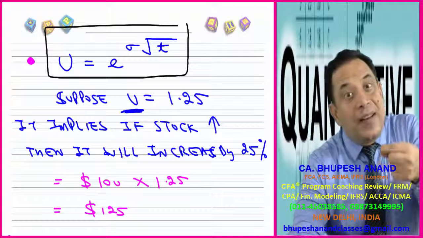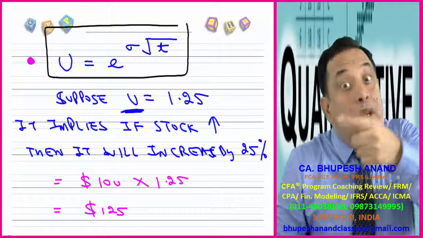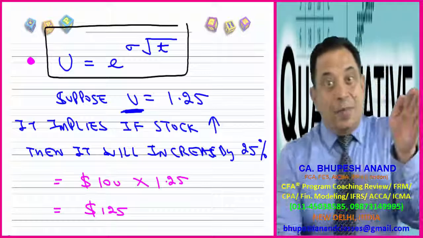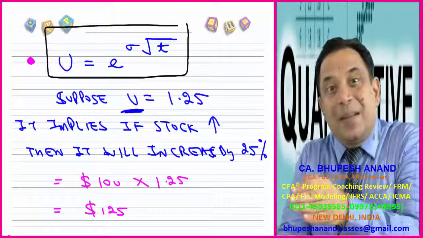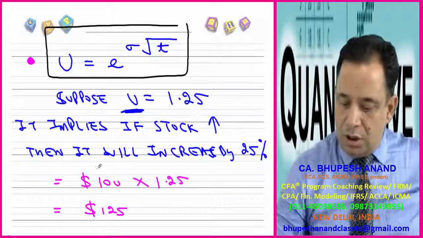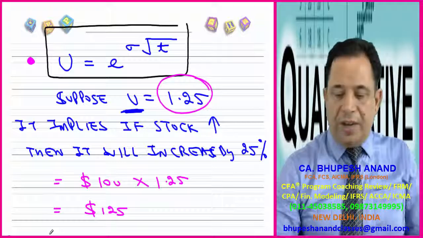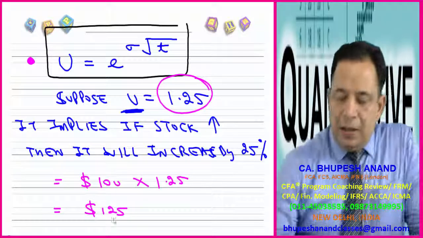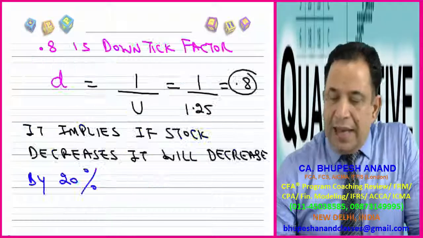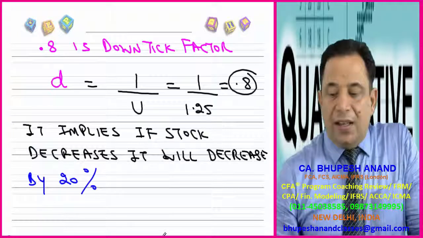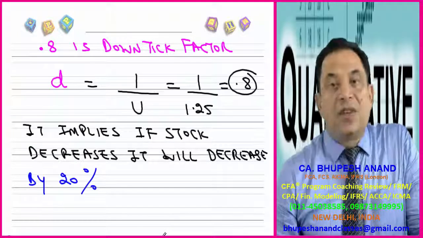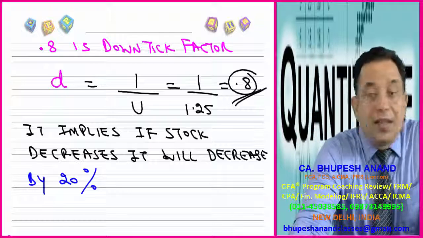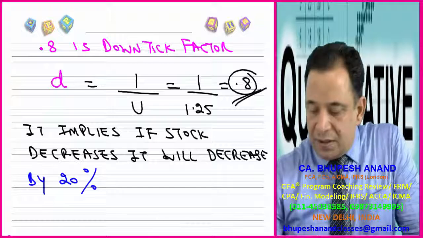And if uptick factor is 1.25, then downtick factor is 1 upon 1.25, that will be 0.8. It means a $100 stock can decrease in price up to $80. So just see, suppose uptick factor is 1.25. It implies if stock increases, then it will increase by 25%. So that comes to 1.25. And 0.8 is a downtick factor. D is equal to 1 upon U, that is 1 upon 1.25, that is 0.8. It implies that if the stock decreases, it will decrease by 20%.